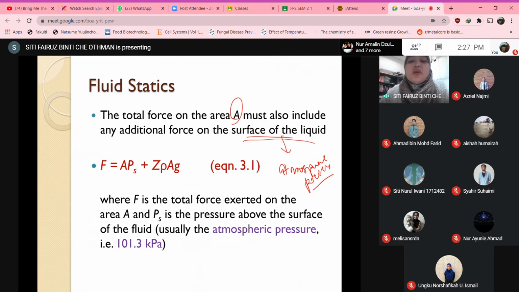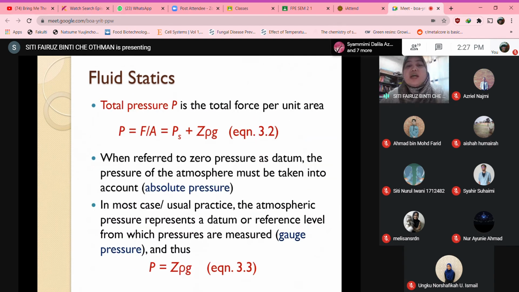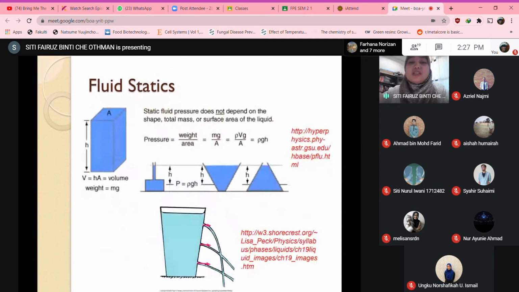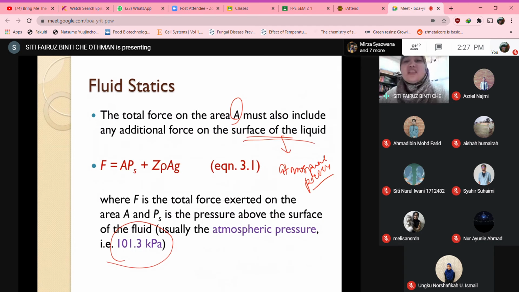And atmospheric pressure, you know, is always 101.3 kPa. So don't worry about it. You do not need to derive this whole thing. This is deriving how you get this particular final equation. The upper parts are just to explain. This is very engineering. If you want to really learn, you can do extra reading.